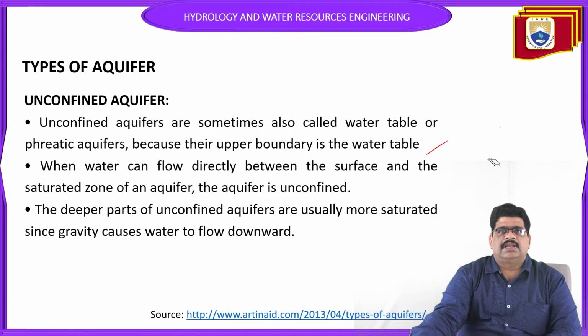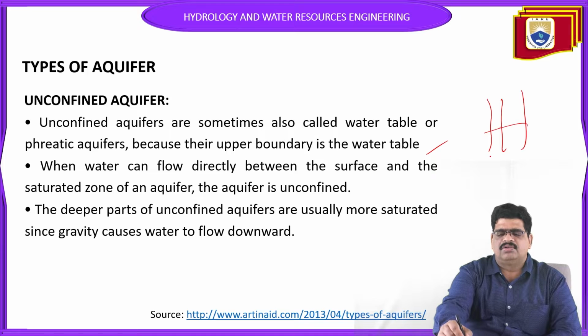Next, unconfined aquifers are sometimes also called water table or phreatic aquifers because their upper boundary is the water table, and water can flow directly between the surface and the saturated zone of the aquifer. The aquifer is unconfined. Next, the deeper parts of unconfined aquifers are usually more saturated since gravity causes the water to flow in the downward direction.